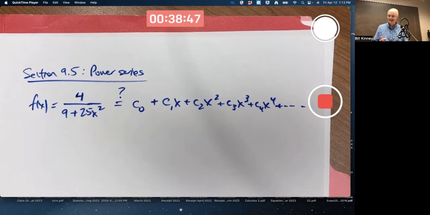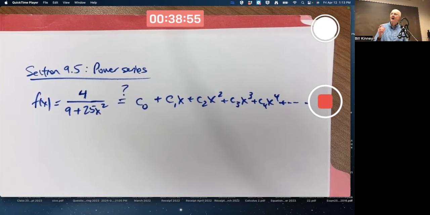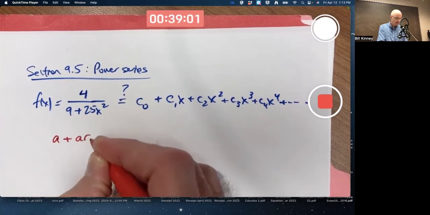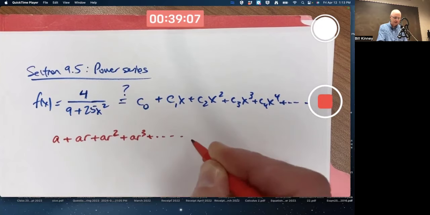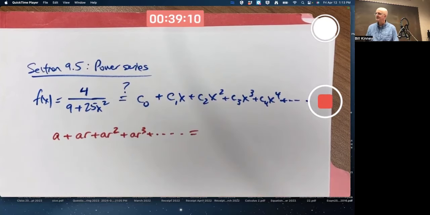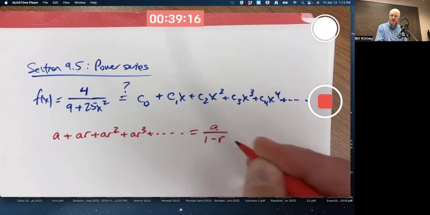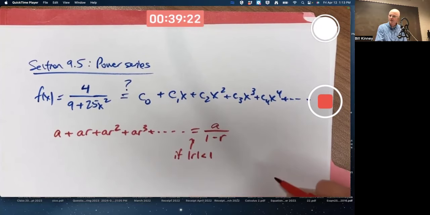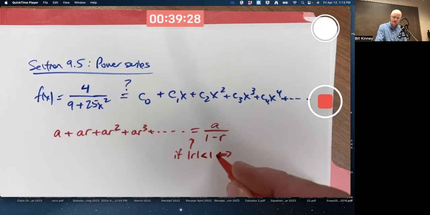The answer is yes. And I'm going to show you how to do it. It's a bit tricky, but I think kind of fun. I'm going to use something I already know, that you already know, the formula for a geometric series that converges. I'm using an r here instead of an x. We know this converges to a over 1 minus r, if the absolute value of r is less than 1.